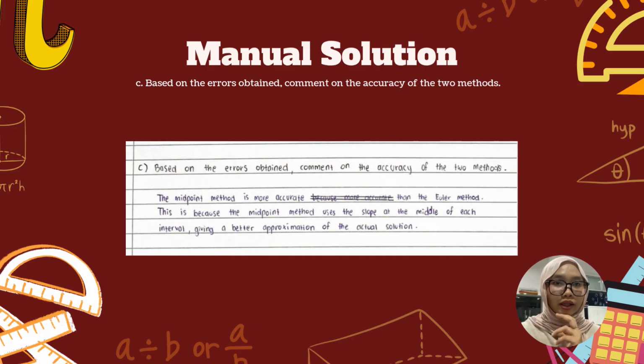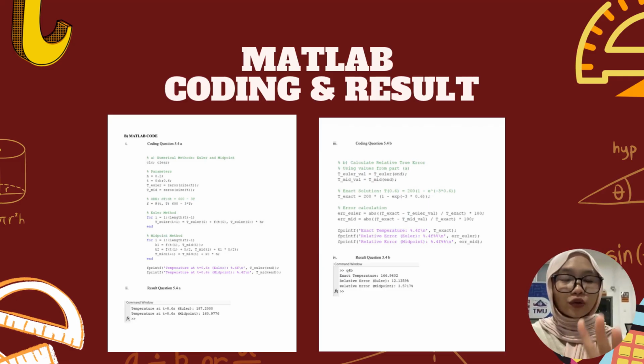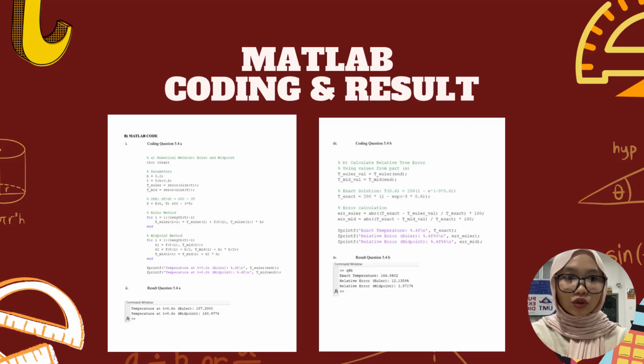For C, based on the error obtained, comment on the accuracy of the two methods. The midpoint method is more accurate than the Euler method. This is because the midpoint method uses the slope at the middle of each interval, giving a better estimate of the actual solution.